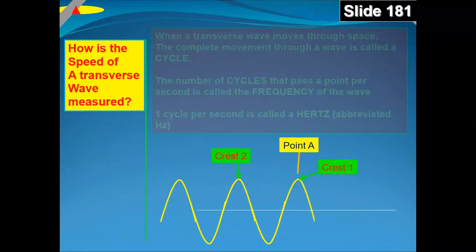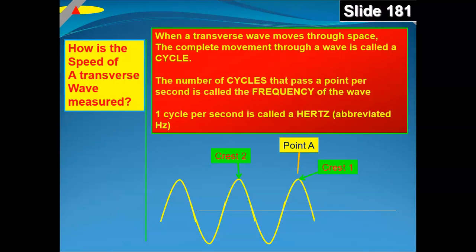So how is the speed of a transverse wave measured? When a transverse wave moves through space, the complete movement through a wave is called a cycle. The number of cycles that pass a point per second is called the frequency of the wave. One cycle per second is called a hertz, abbreviated Hz. So if you see crest 1, as the wave is moving to the right, and you're standing at point A, you're going to see the wave as you're looking down on it.